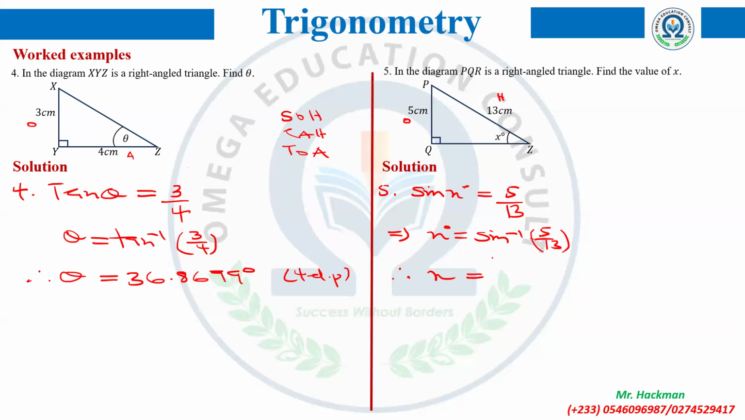22.61, 22 point, 9, 9, 9 again. Okay. Yes, please. All right. Are we done? Apart from the 4 dp, don't forget. What else is missing?